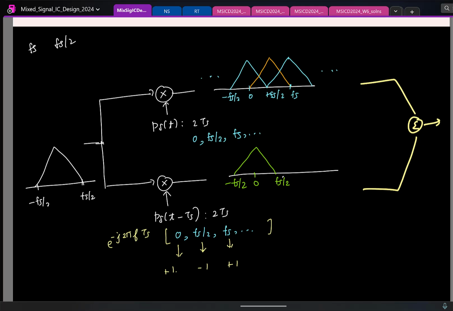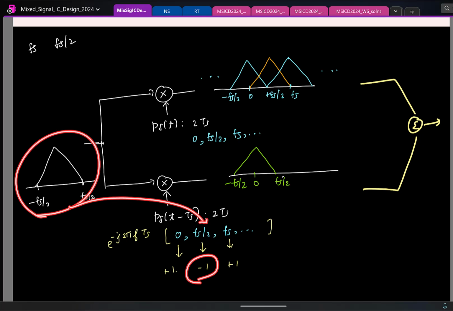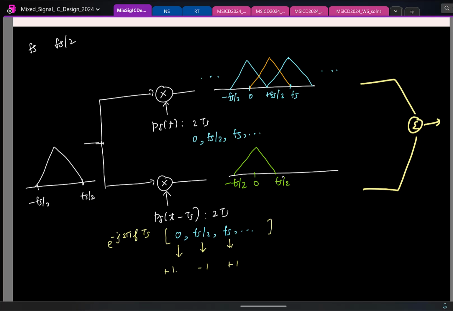Yeah, so the impulse around fs by 2, when I convolve with the impulse around fs by 2, this will get shifted to this frequency, but it will get scaled with the negative sign. So basically I'll have something like this. And the next one will do this. So finally when I add the two, this exactly gets cancelled.